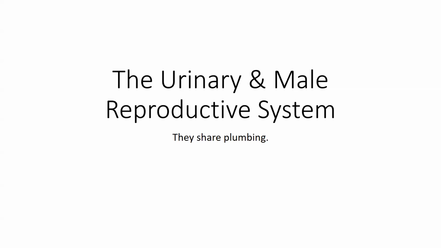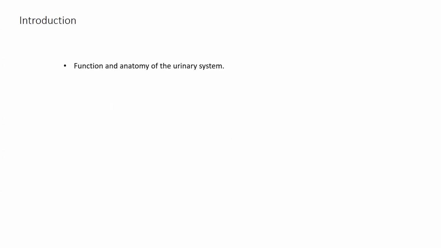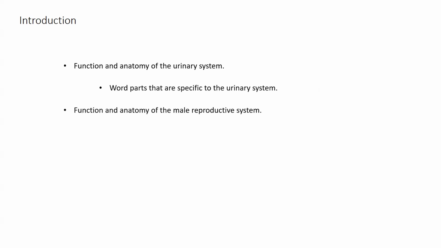Then when we get to the male reproductive system, that's just the male reproductive system. In the next video, the last video, will be the female reproductive system. So as usual, I'm going to cover the function and anatomy of the urinary system and then the word parts of the urinary system. Then I'll talk about the function and anatomy of the male reproductive system, then the word parts specific to the male reproductive system.